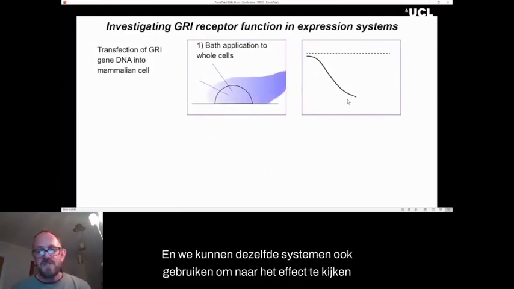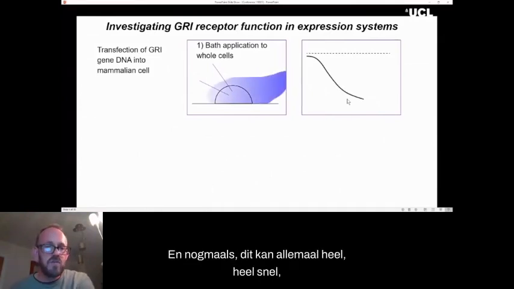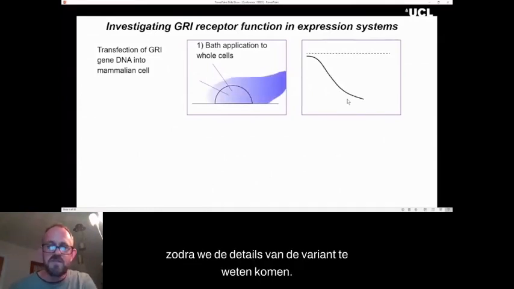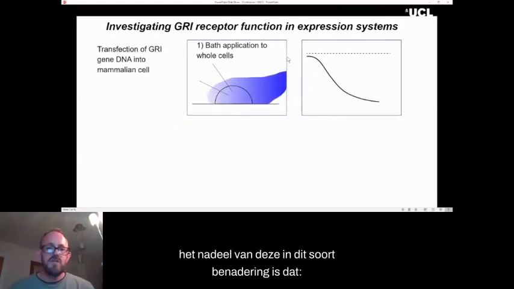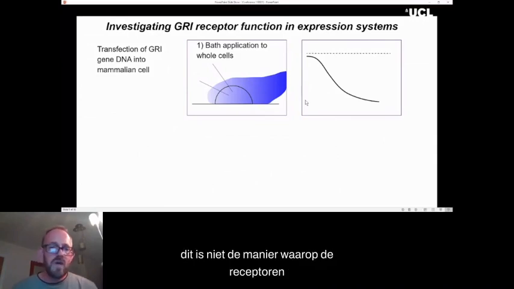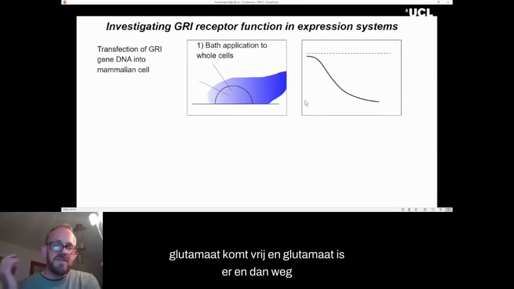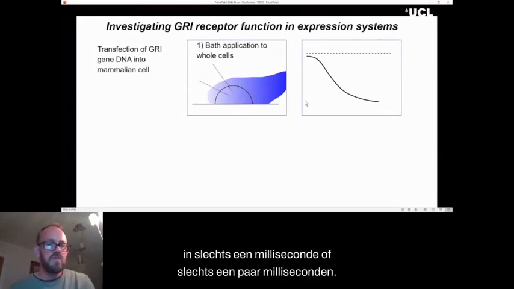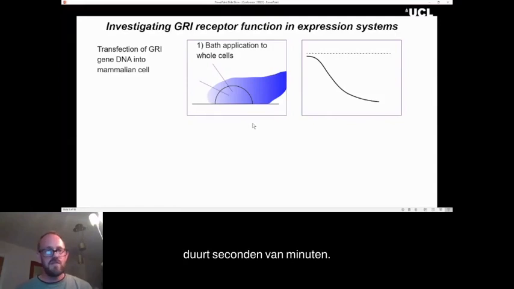And we can also use these same systems to look at the effect of drugs, whether they be potentiators or inhibitors. And again, this can all be done very, very quickly once we find out the details of the variant. Now, the disadvantage of using this kind of approach is that this is not the way that the receptors in the brain see glutamate. They see very, very short transient events when at the synapse glutamate is released. And glutamate is there and then gone in just a millisecond or just a few milliseconds. And so that is not the kind of thing you can do with this. This application takes seconds and minutes.